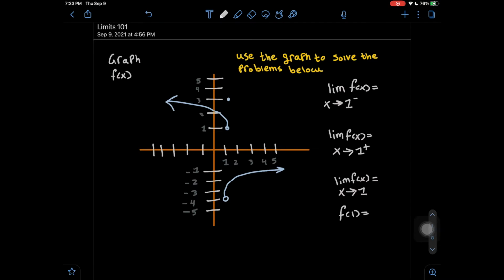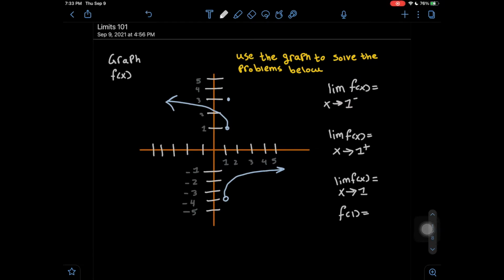Today's video, we'll be going through Limits 101 with graphing, tables, numerically. We're going to find limits using piecewise functions. We're going to look at limits from the left, the right, and all of that. So to start, we're going to look at limits graphically.